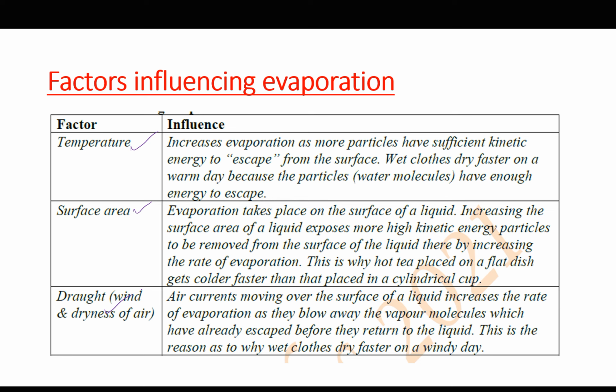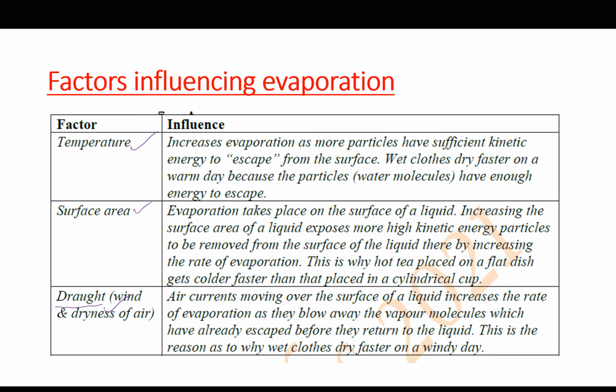So air currents moving over the surface of a liquid increase the rate of evaporation, because the air current blows away the vapor molecules which have already escaped before they return to the liquid. So when you blow air above the cup, you are blowing away the vapor molecules which have already escaped from the porridge, so that you give room for more molecules to continue escaping from the liquid. That's what we mean by creating a draught.